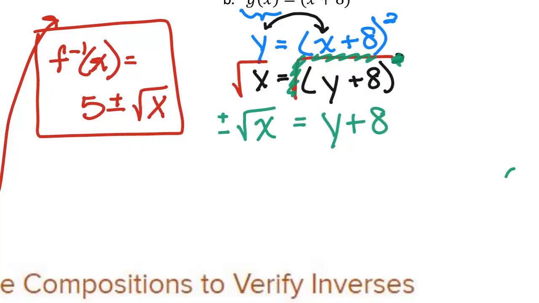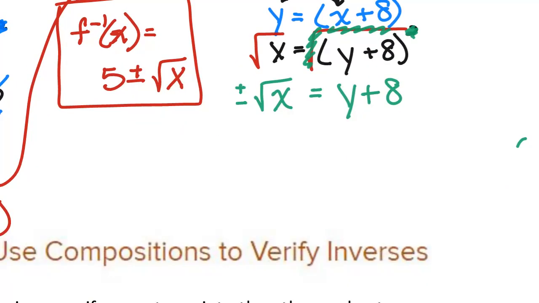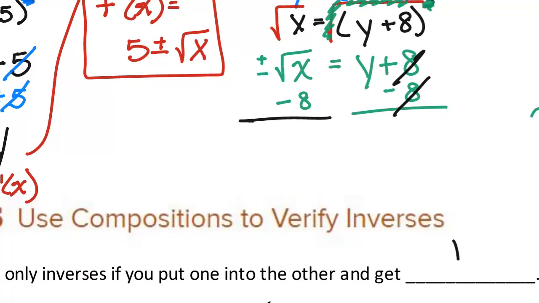So finally, one more step to get y by itself. I need to subtract 8. I need to subtract 8 here. The 8's are going to cancel out. Over here, I cannot combine those terms. I'm going to put that negative 8 out in front, plus or minus my square root of x. And that is equal to the y.